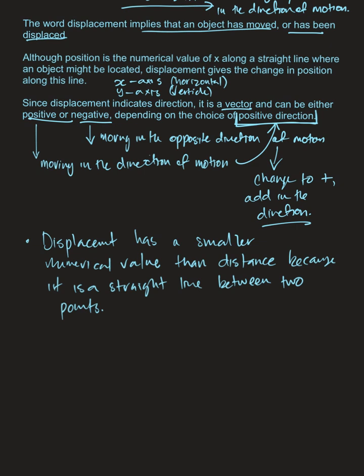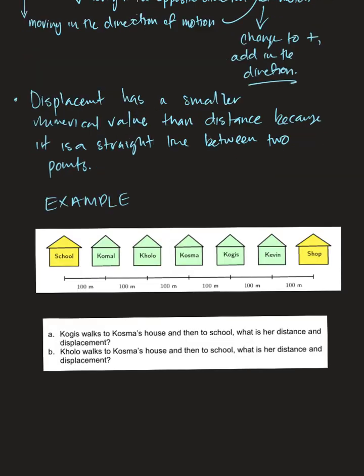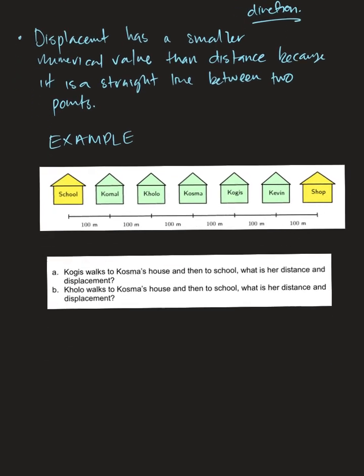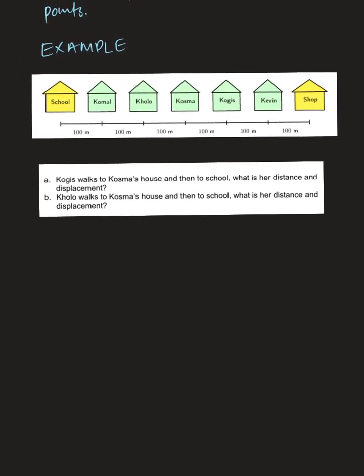Now let's have a look at an example of displacement. All right, let's have a look here. So I've got an example here. And I've got a school and I've got Kolo, Cosma, Kokis, and Kevin and the shop. Please make sure you get this example into your books because we're going to be working with it actively. And each of these are 100 meters apart from one another. And we're going to look at some of the questions that go with this.